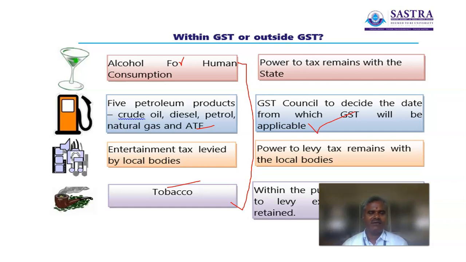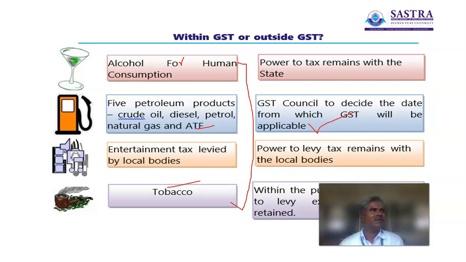They have not charged GST for these products, because once they charge, the revenue will reduce. Now we are paying excise duty for them, and it is more than that of the GST. That's why the government is keeping silent regarding charging GST on this type of product, my dear. So no GST for alcohol for human consumption, petrol, diesel, natural gas, and entertainment tax levied by local authorities.